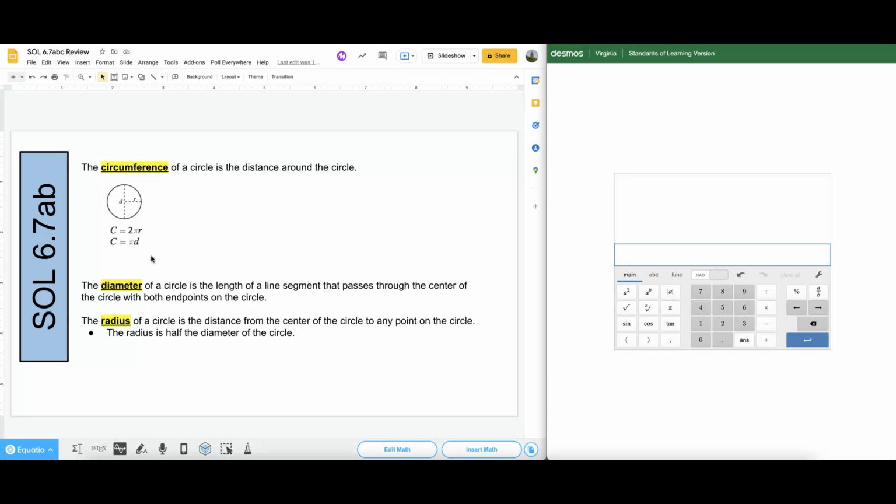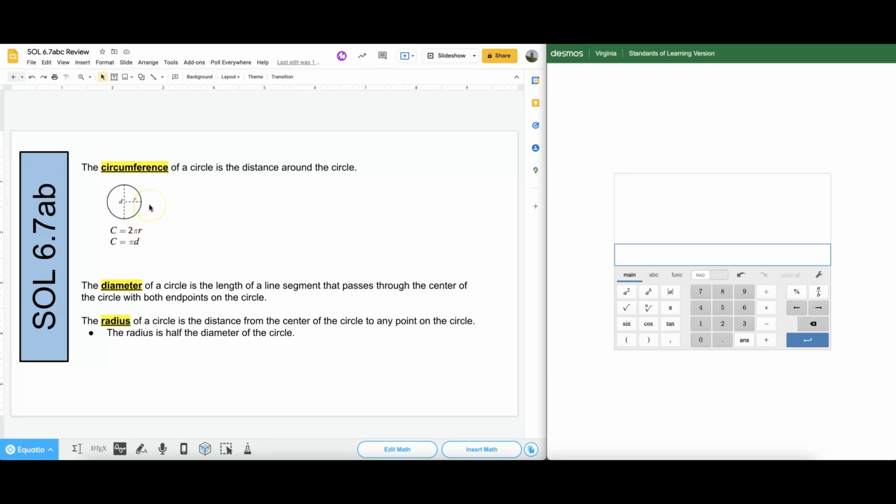The diameter is the distance all the way across the circle through the center of the circle. So you can see in the picture of the circle here that the diameter is directly through the center of the circle from one side to the other. The radius of a circle is the distance from the center of the circle to any point on the boundary that actually makes up the circle. The radius is exactly 1/2 the length of the diameter.